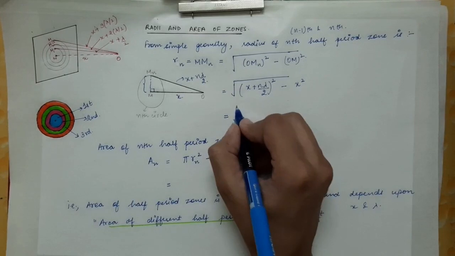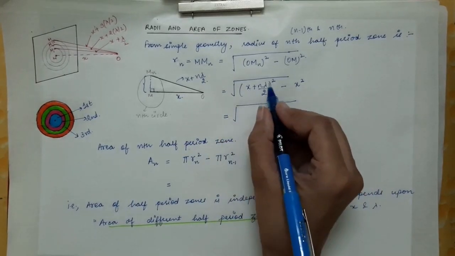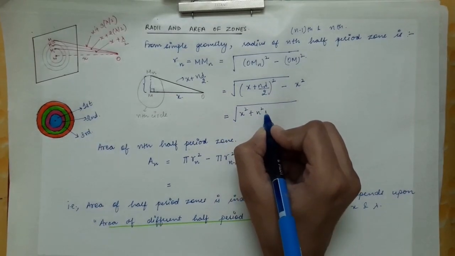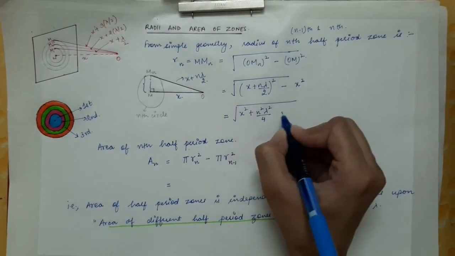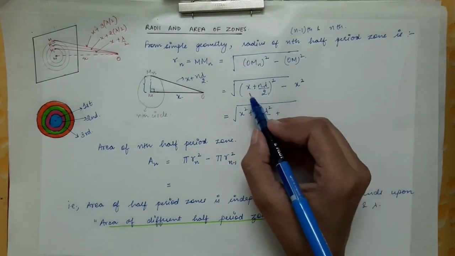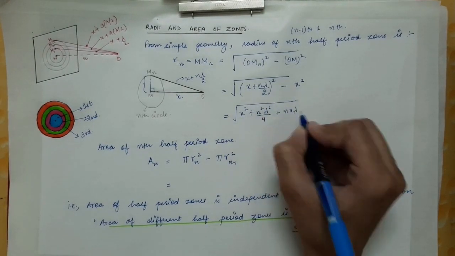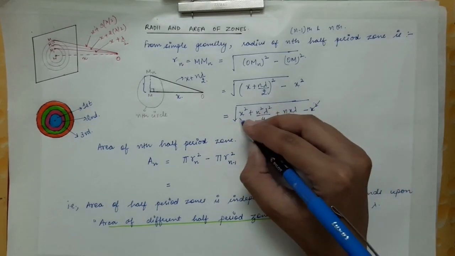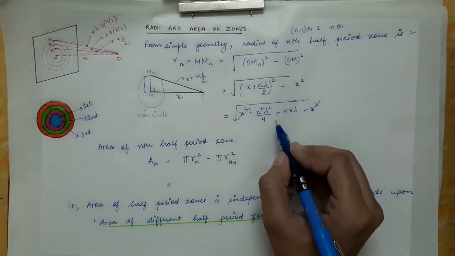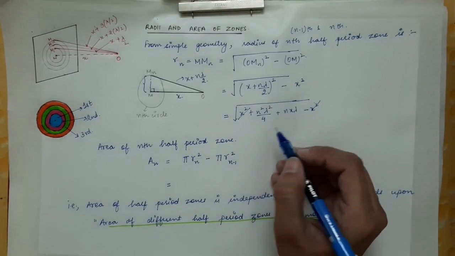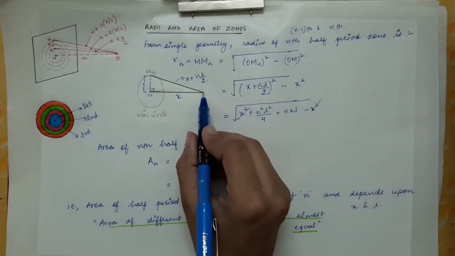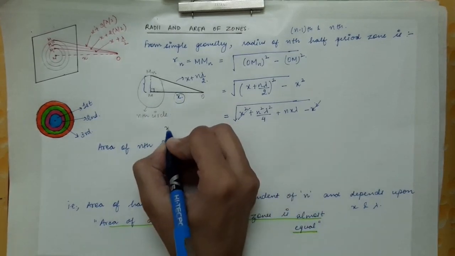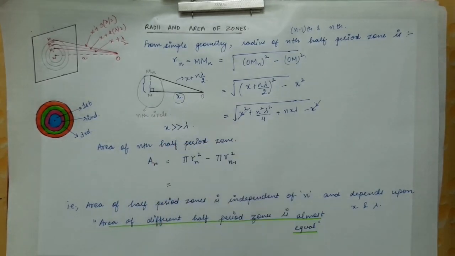So you can simplify this. We have a plus b whole square, so you can write a square plus b square plus 2ab. Now what will be b square? It will be n square lambda square divided by 4. Then 2ab will be equal to n x lambda. Minus x square will remain as it is, so this will get cancelled with this one. And over here we are going to use a very important approximation, that the distance of the observation point from the wavefront, that is x, is very much greater than the wavelength of the light.